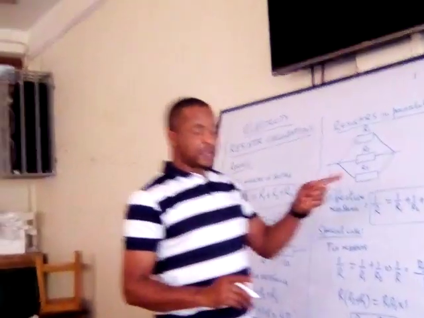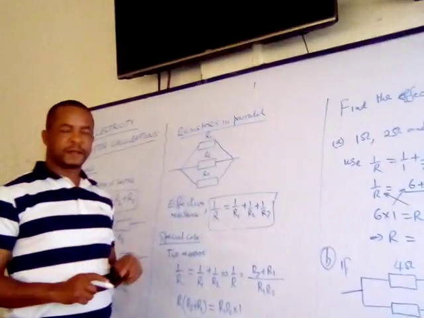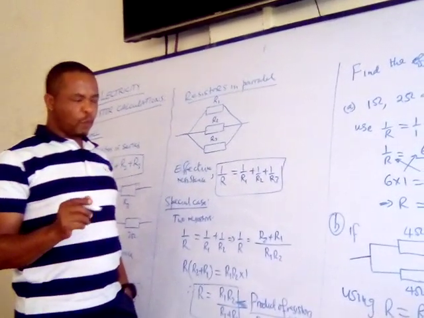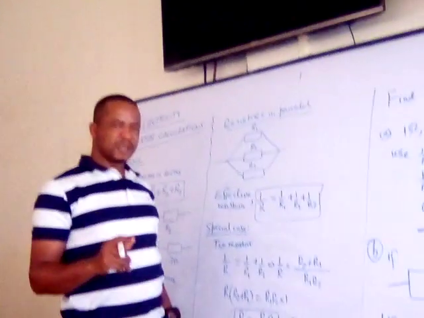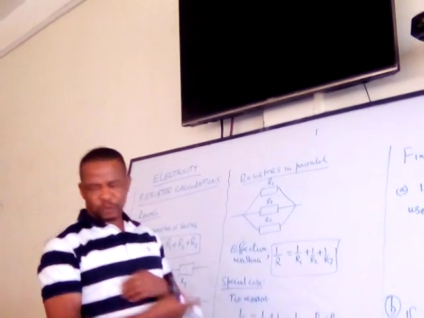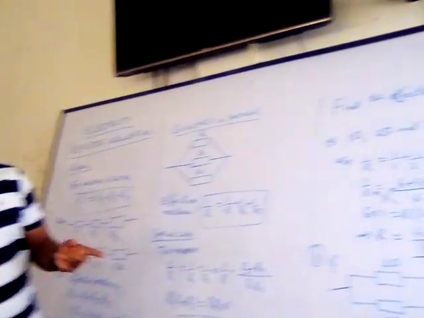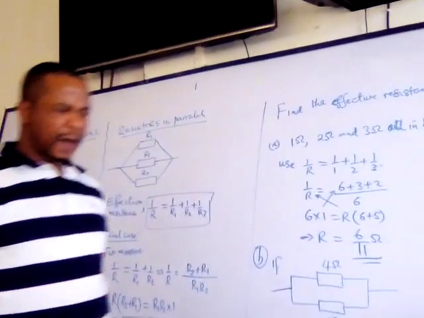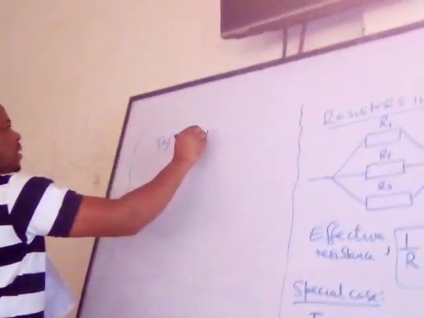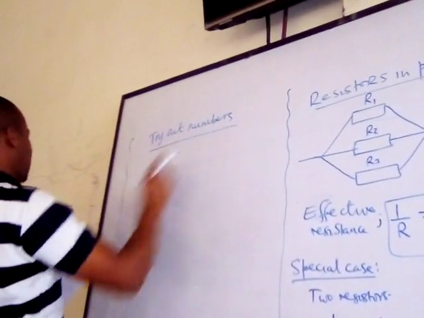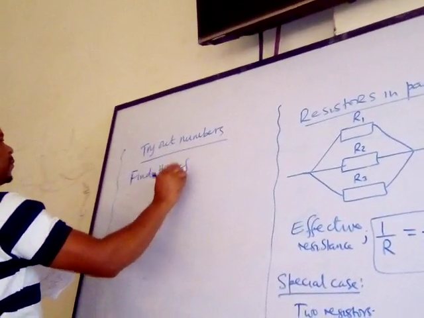Ladies and gentlemen, this concept again will help you to try out simple circuit numbers. Next time we meet, we shall look at circuit calculations where we shall use Ohm's formula. Ohm's formula is that the PD is equal to the current times the resistance, and that will give us an opportunity to try out numbers that actually require us to calculate resistance. Try out these numbers in your free time. Find the effective resistance is the common question.